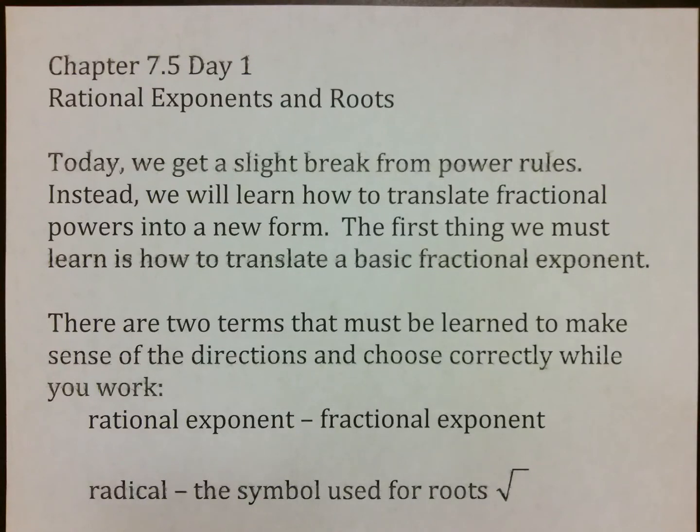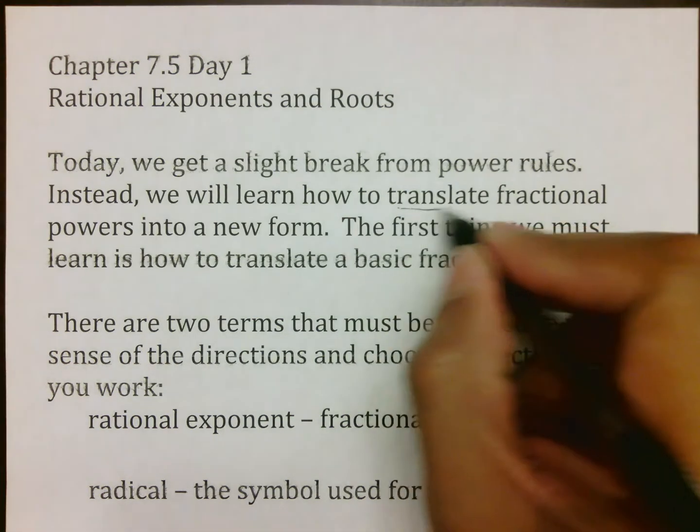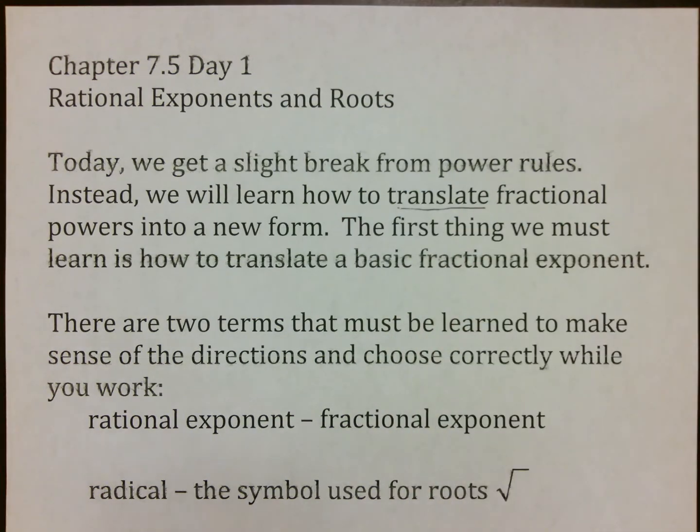Alright, so today we get a slight break from power rules. Instead, what we're going to do is learn how to translate. Again, these next 2 days are based off of translation, which means it's a different type of skill. But today, we're going to translate fractional powers into a new form. The first thing we must learn how to do is translate the basic fractional exponent.